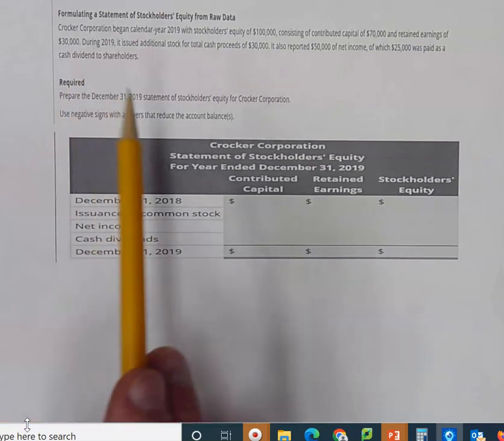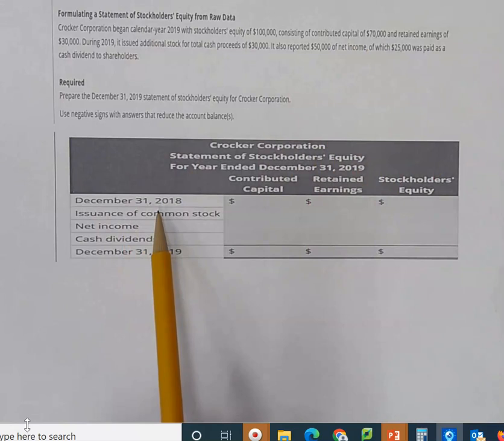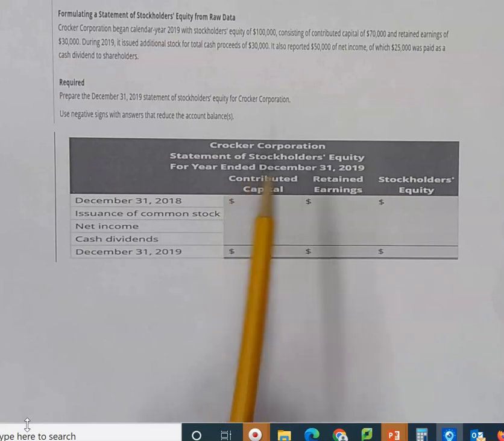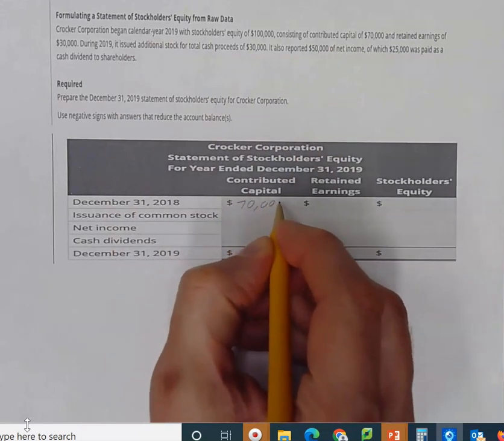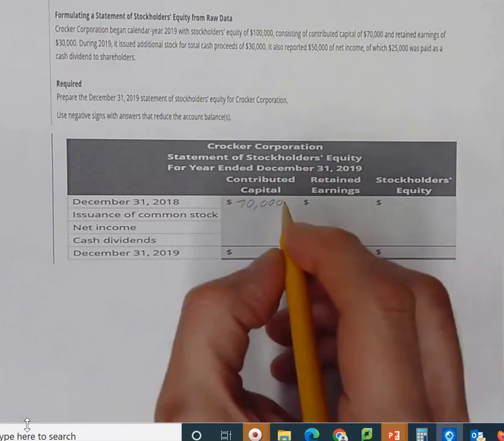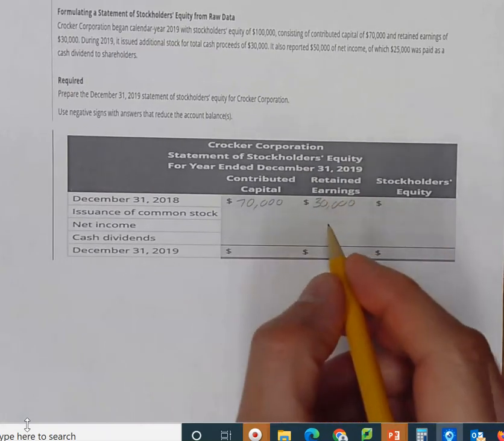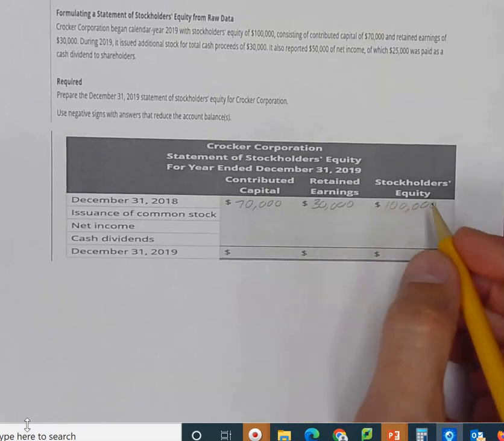Okay, so it was at the beginning of the year. We have these figures here. Well, look here, December 31st, 2018. Now, that's obviously the end of the previous year, but then we fast forward one day and we have the beginning of 2019. So we can just plot these numbers in there. Contributed capital is $70,000 at the beginning of 2019, end of 2018. Retained earnings was $30,000. And they give us total equity, but if they didn't, we could just add these two together and come up with $100,000.